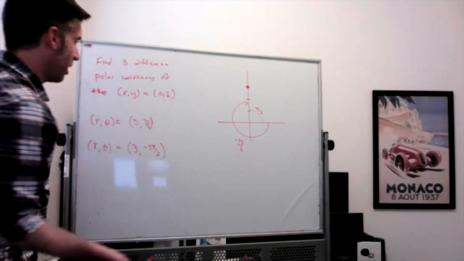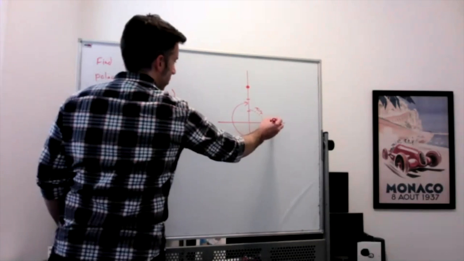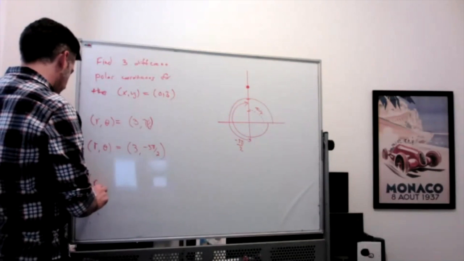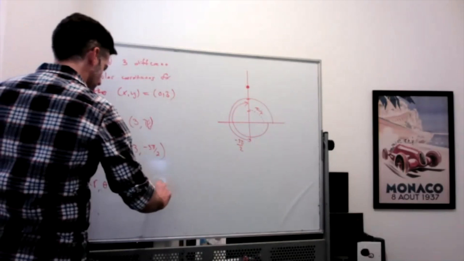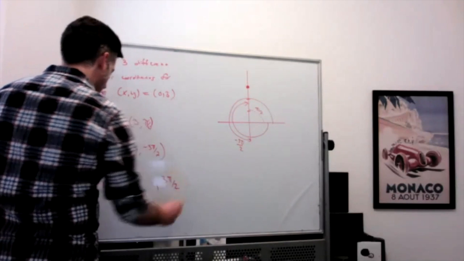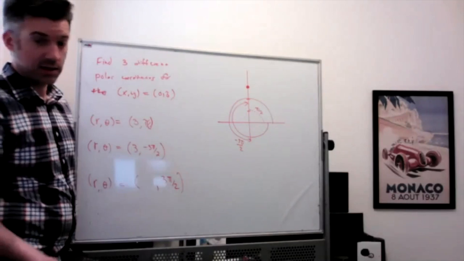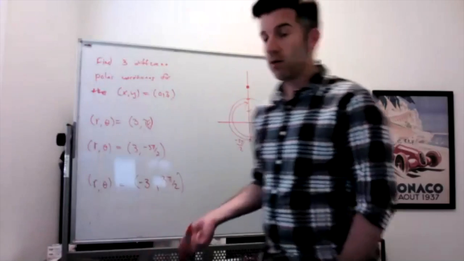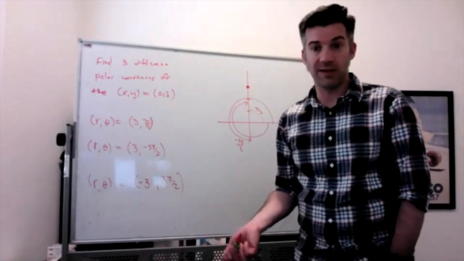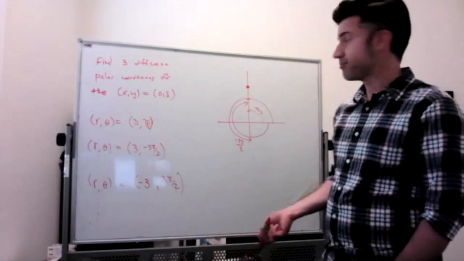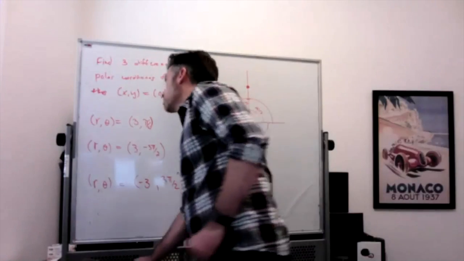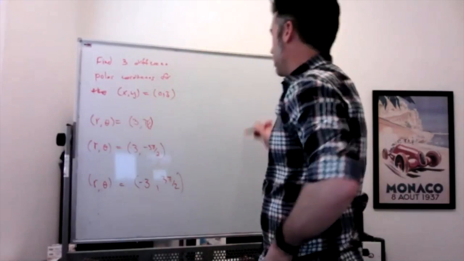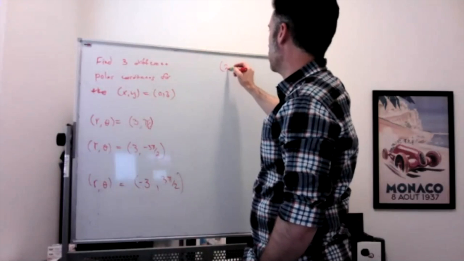Or we could even say I'm going to go all the way this way with an angle of positive 3 pi over 2, and then have a negative radius, a radius of negative 3. All of these polar coordinates represent the same point. Let's look at another example. Let's say I wanted to do the point 2, 2.